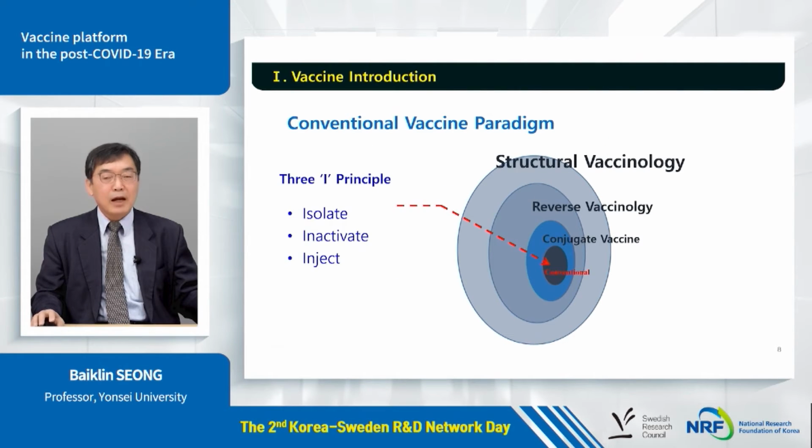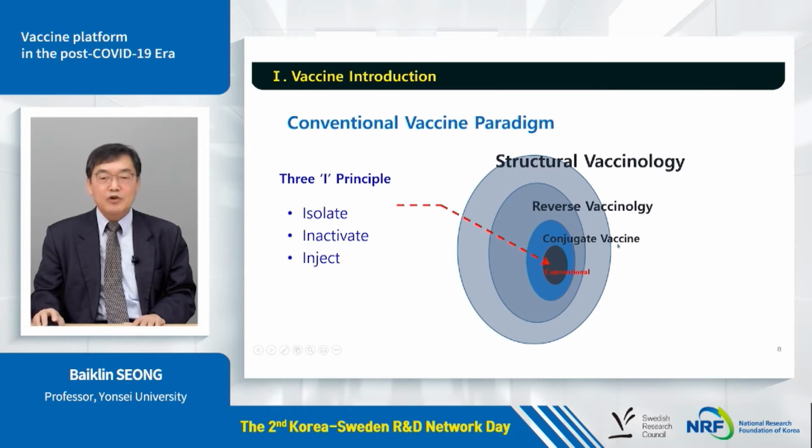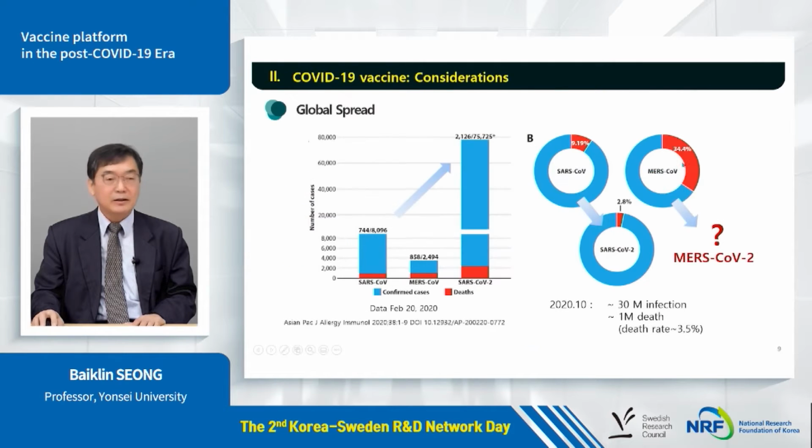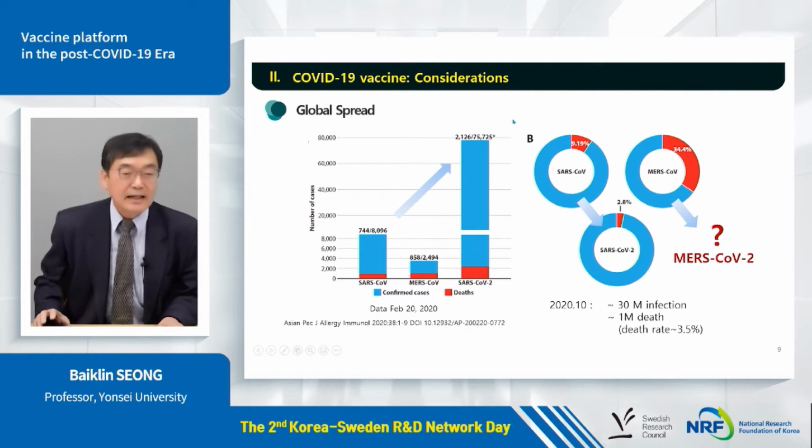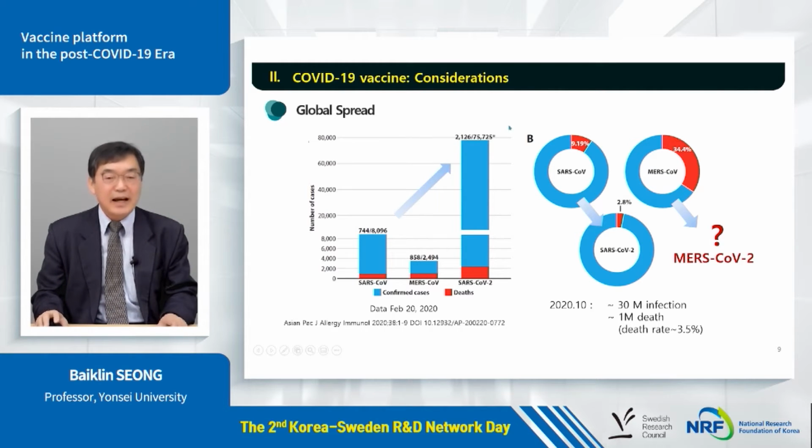However, the conventional vaccine paradigm is based upon the 3I principles: isolating and identifying the infectious disease, and inactivation followed by injection. This conventional paradigm requires at least 10 or 15 years of development. To switch from it, new approaches are beginning to emerge: conjugate vaccine, reverse vaccinology, structural vaccinology, and virus-like particles. However, this new development of vaccine strategy fell just short of catching the global spread of COVID-19.